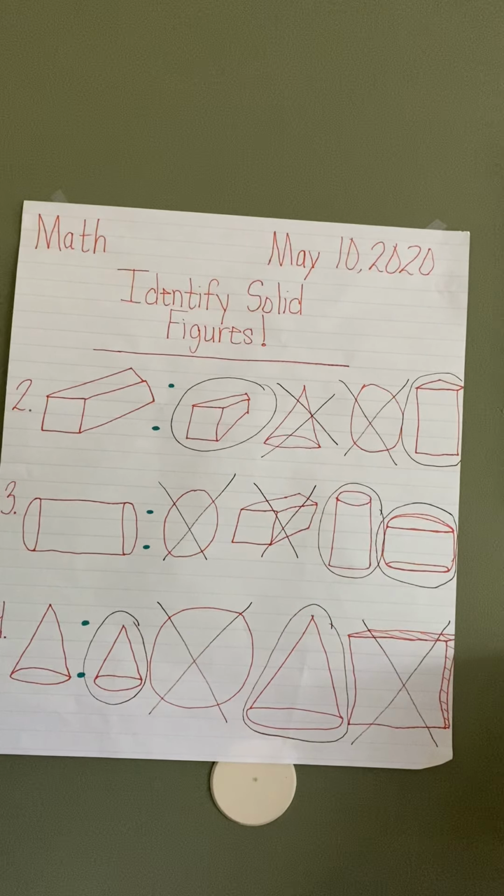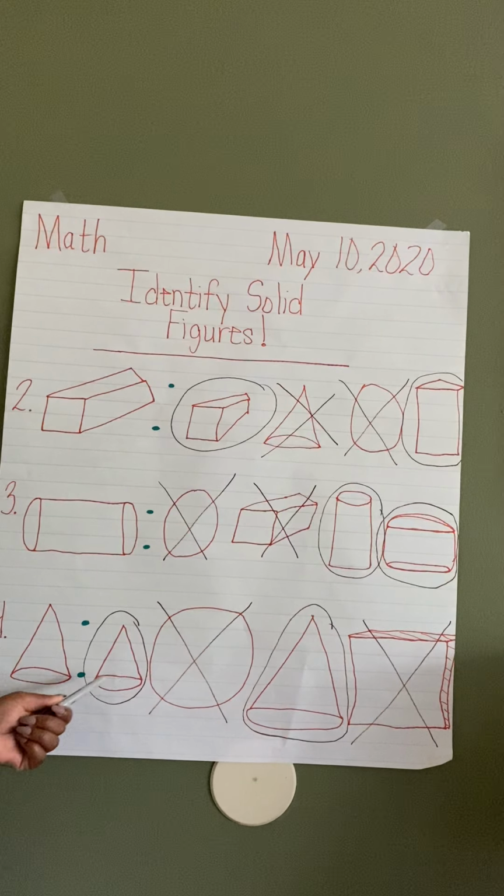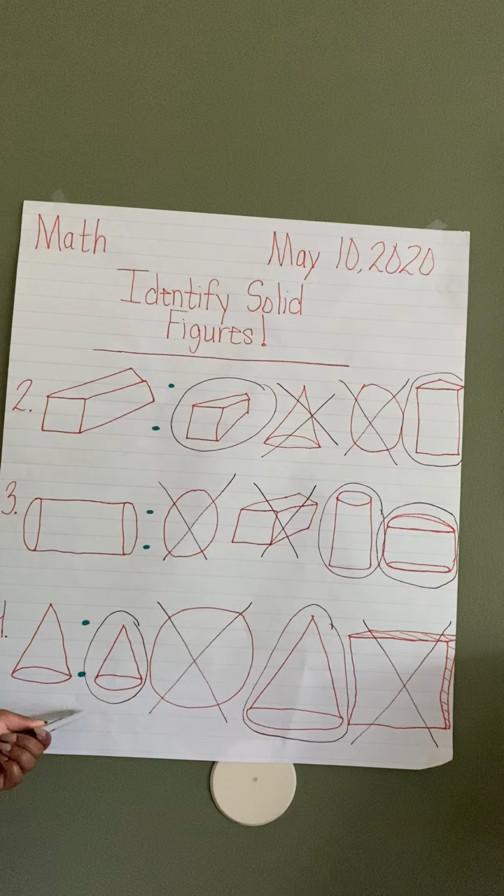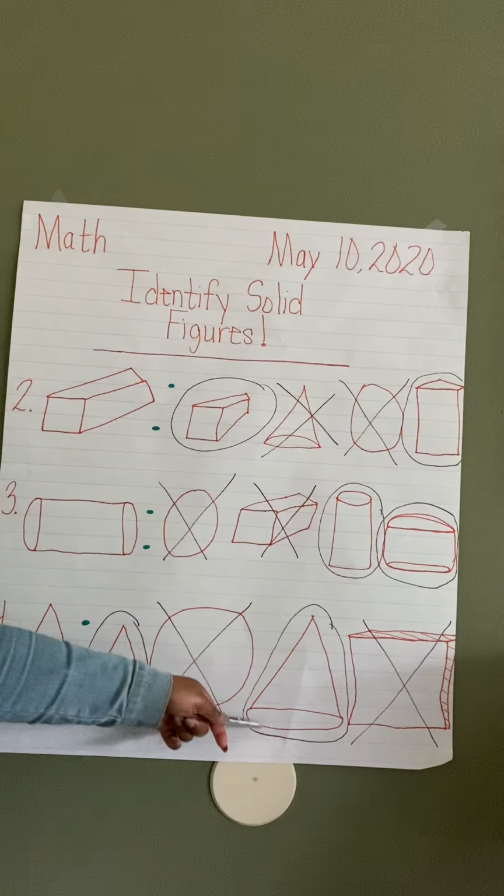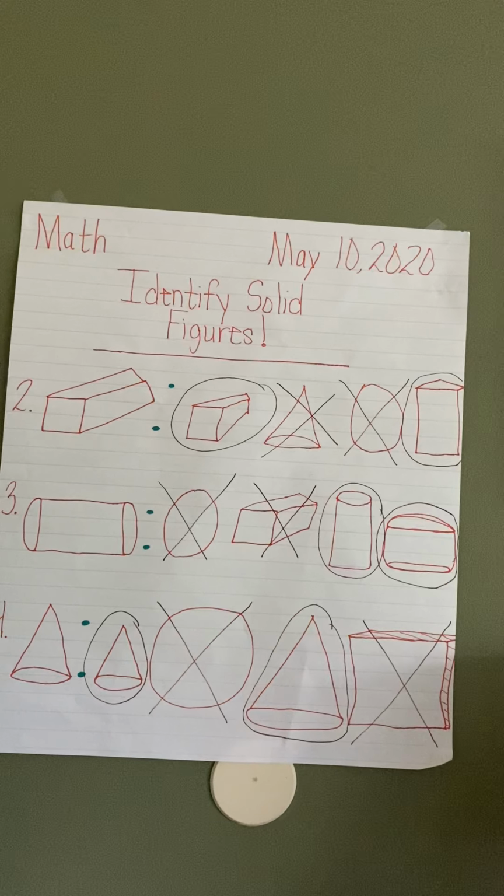So now, what two objects resembled my solid figure, which was a cone? We have the ice cream cone or the waffle cone as the first one. Then the second one was the what? Was the birthday party hat.